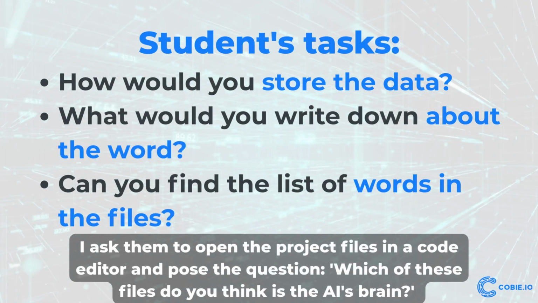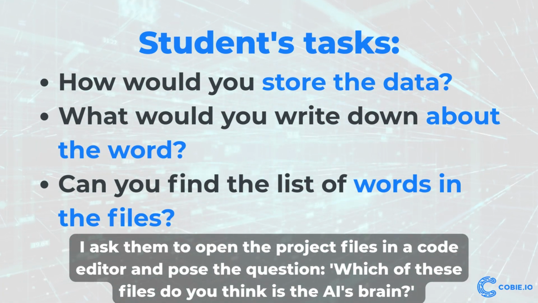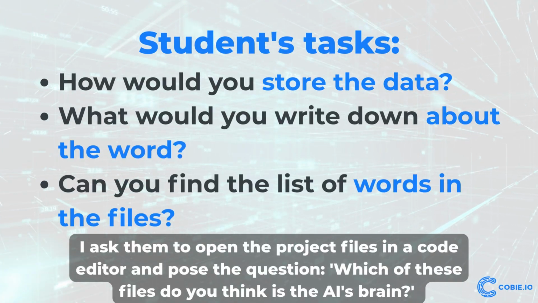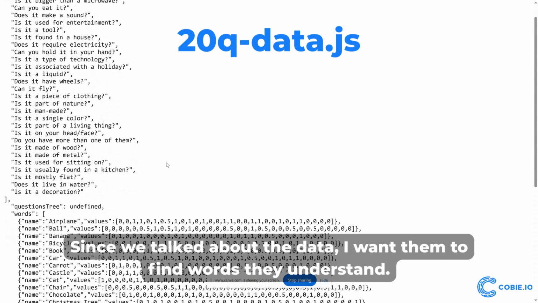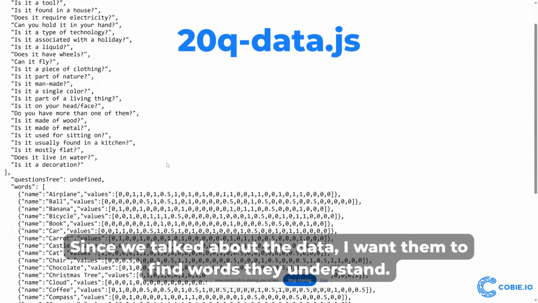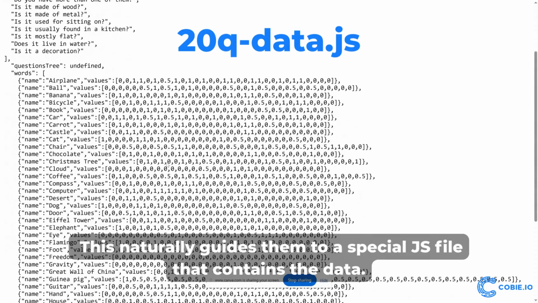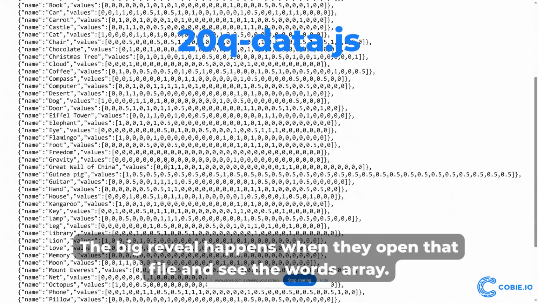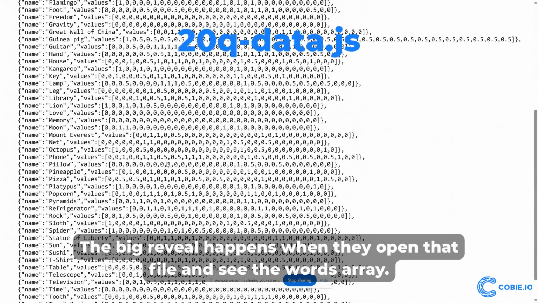This leads us right into the next task, helping them find the brain. I ask them to open the project files in a code editor and pose the question: which of these files do you think is the AI's brain? Since we talked about the data, I want them to find words they understand. This naturally guides them to a special JavaScript file that contains the data. The big reveal happens when they open that file and see the words array.